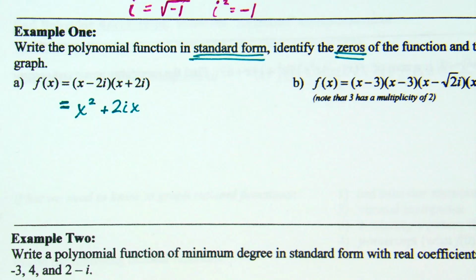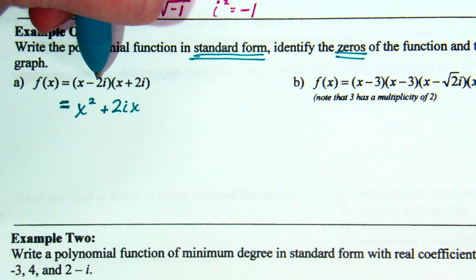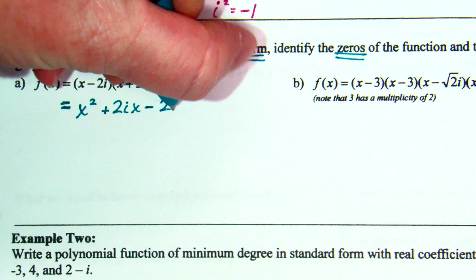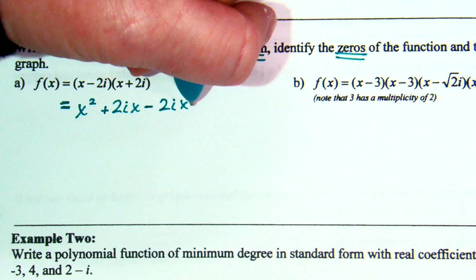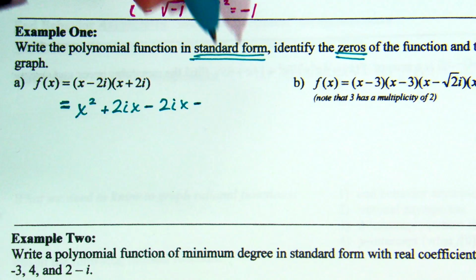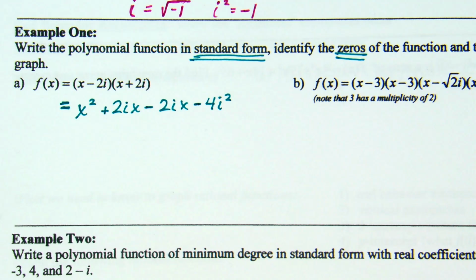Well, your x is still your variable. Your i is still part of your coefficient. And so the variable still goes at the end. I is more the coefficient. I missed something over there. Okay. So x times x, x squared. X times 2i, 2ix. Minus 2i times x? Minus 2ix. And minus 2i times plus 2i. Minus 4i squared.